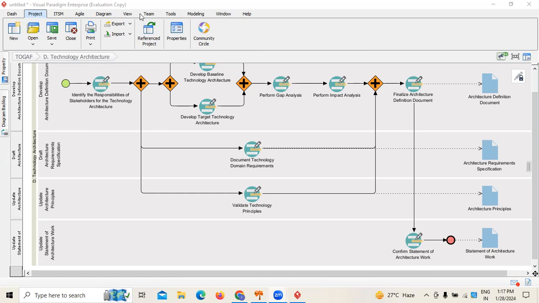In the next session, I'm going to discuss the remaining architectures that are essentially required when we want to develop and implement TOGAF in reference to the enterprise level frameworks.